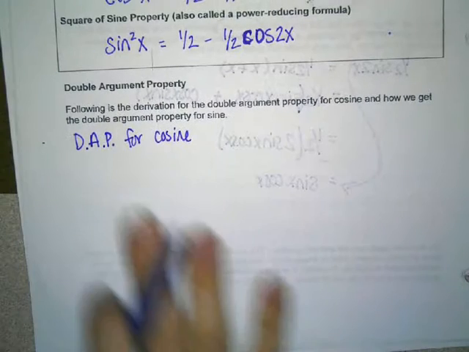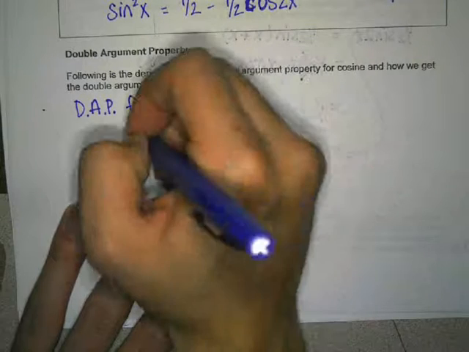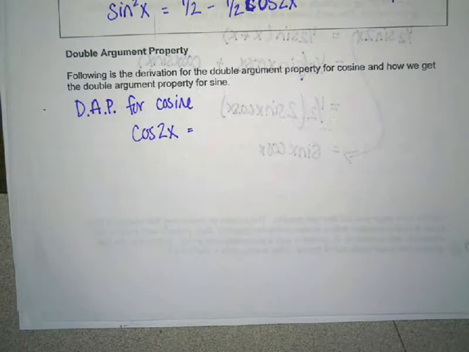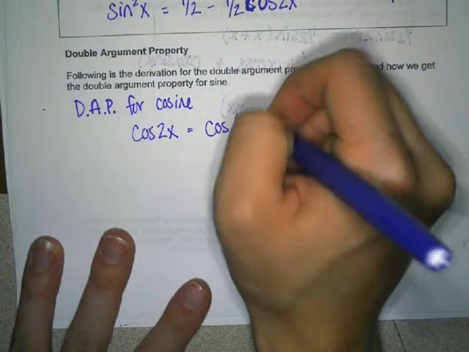These are the more common ones, more common than these, but these do pop up every once in a while. So the first one, cosine 2x. On your sheet, how did you write cosine of 2x? Start with cosine 2x. Yeah. We've already proven the composite argument properties, so that's what we're using here.